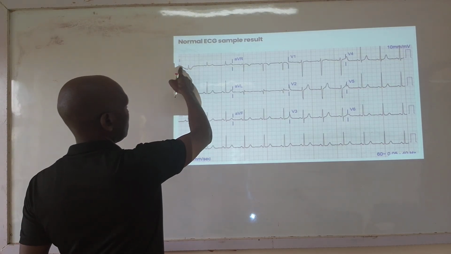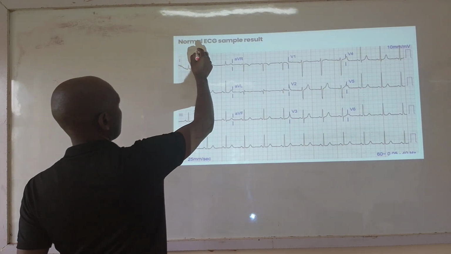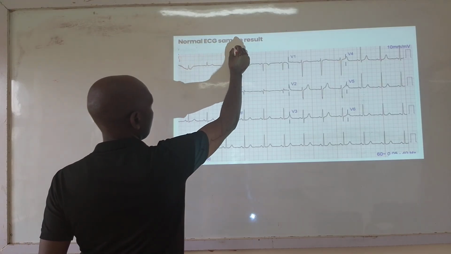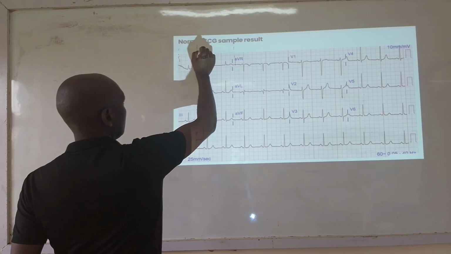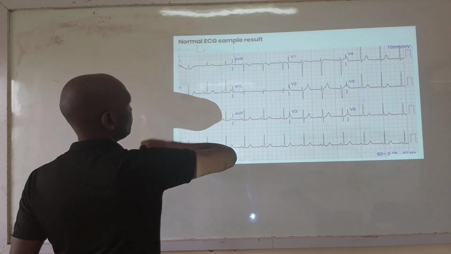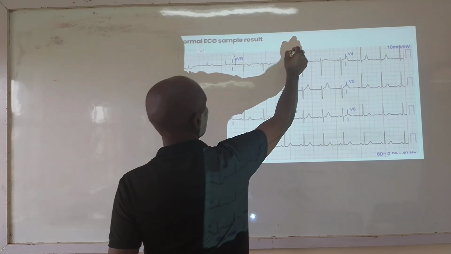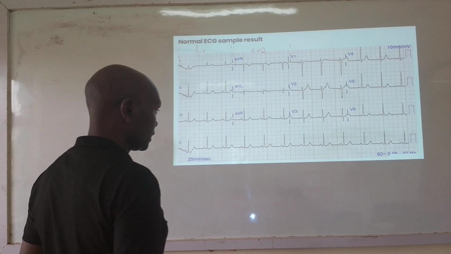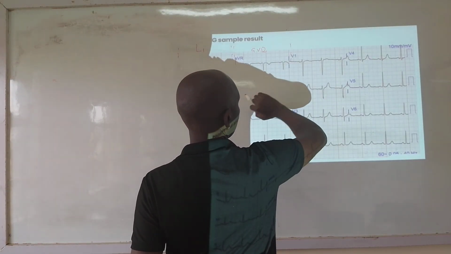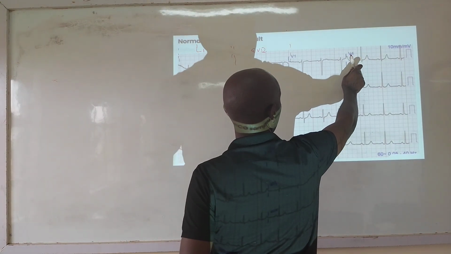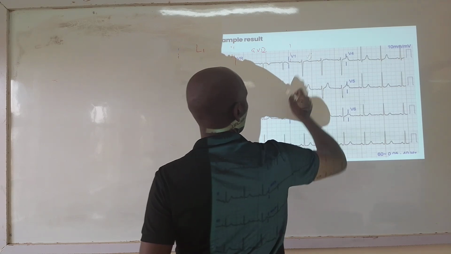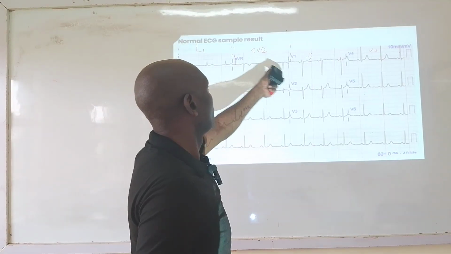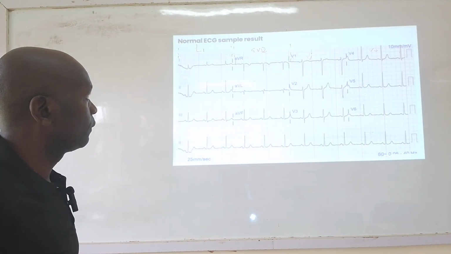For example, if we look at this, there is a lead here, from this point to here. That is lead 1. Then from this point here to here, we have AVR, that is augmented vector right, which is also another lead. Then from here to here, we have V1. Then from here to here, we have V4. So one row has 4 leads.